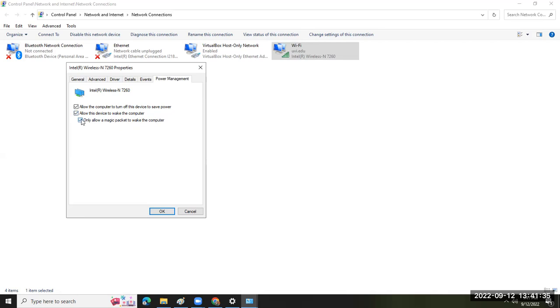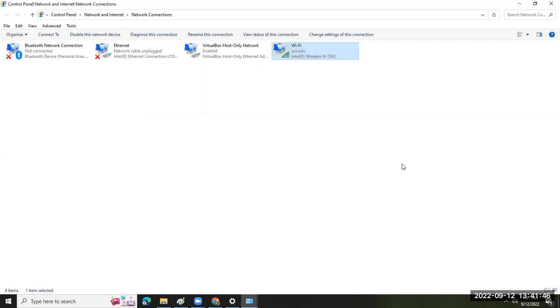And you'd be shocked at how often it's turned on by default, especially in organizations, because they want to be able to run maintenance at night, right? Any questions?